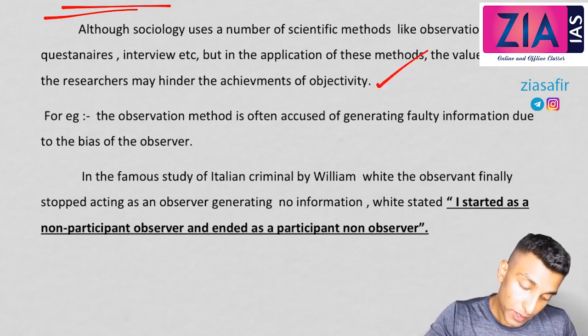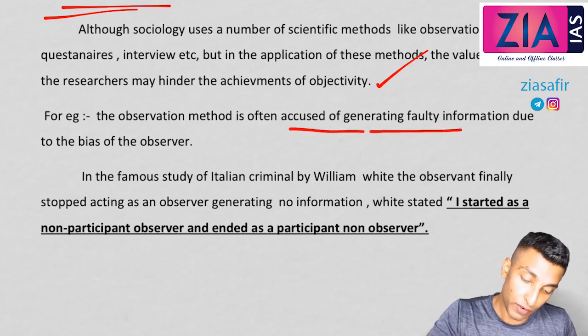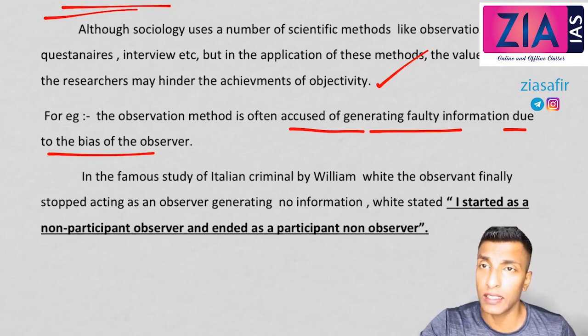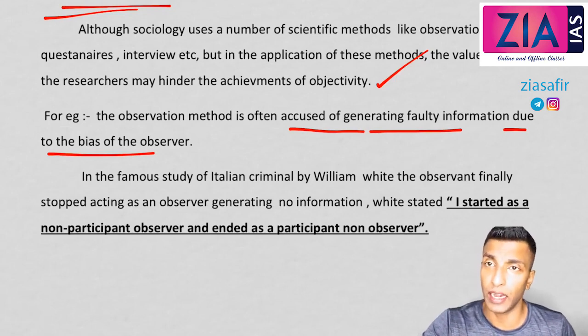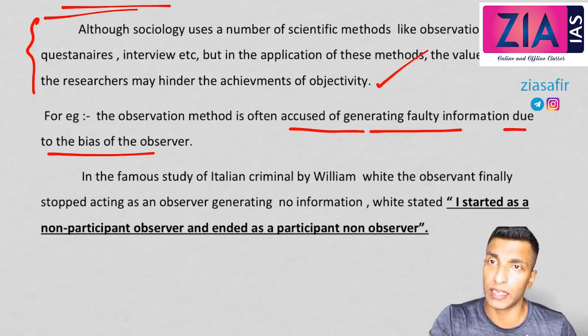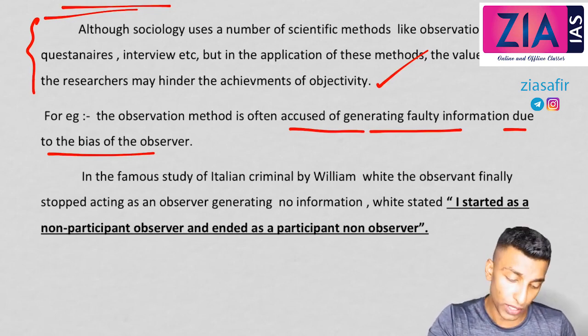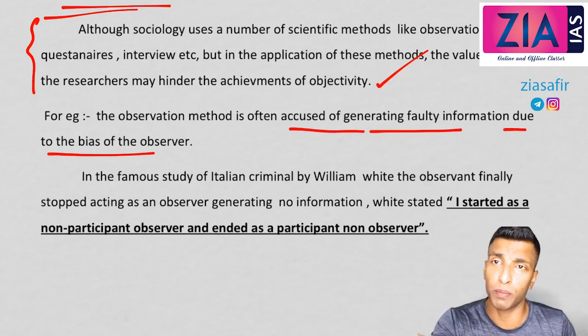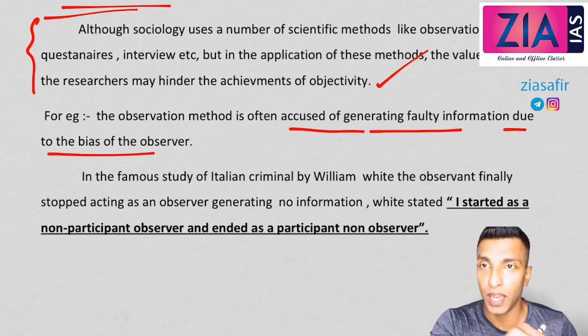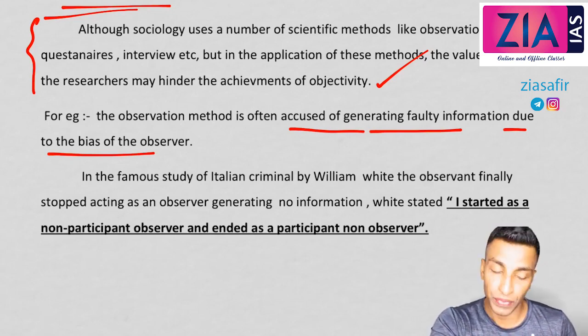Okay. For example, the observation method is often accused of generating faulty information due to the bias of the observer. See, all these methods we'll discuss in the third chapter, research methodology, in detail. This chapter will be handled by a different teacher. Okay, so she's actually an expert in that particular area, research methodology. There you'll talk about participant observation, non-participant observation, questionnaire, interview, surveys. Everything will be covered in detail. So she's an expert in that particular area, research methodologies. Everything else of this paper 1 and paper 2 I will handle, except that particular chapter.